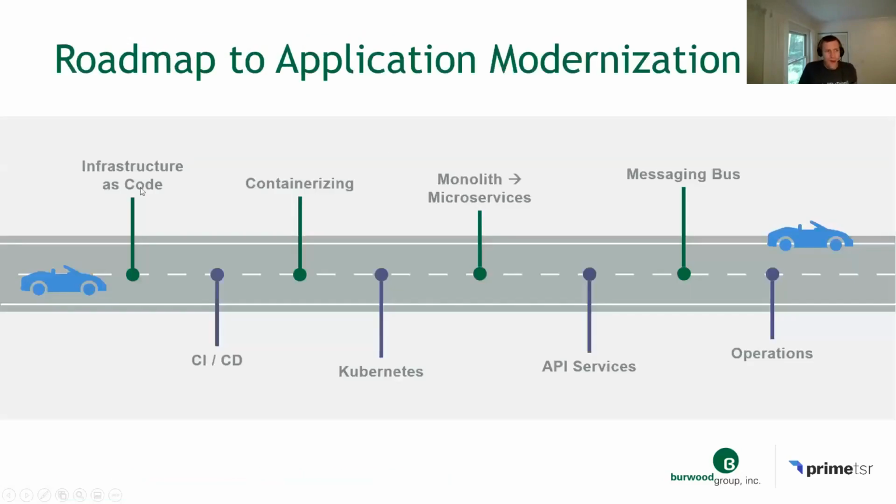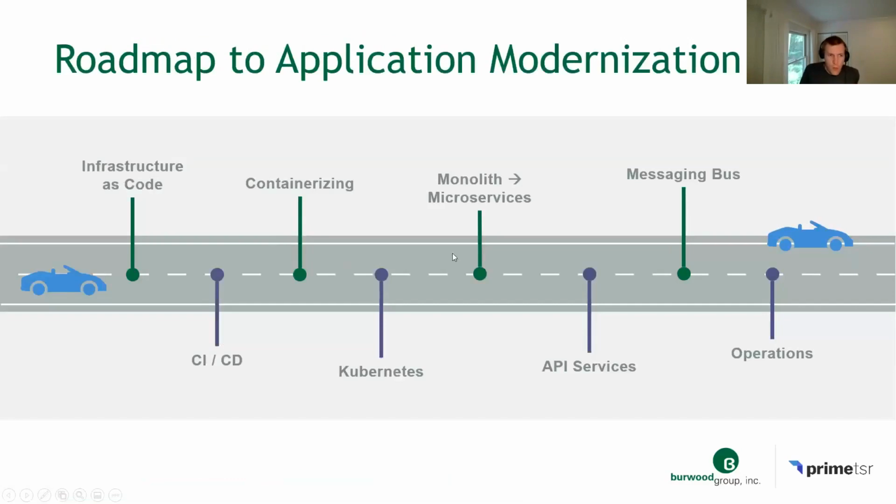So those are things that we'll talk about on your roadmap to application modernization. Rich and I are going to start with infrastructure as code, talk about the role of CI/CD, start containerizing some applications, then being able to do so in production and at scale with Kubernetes.